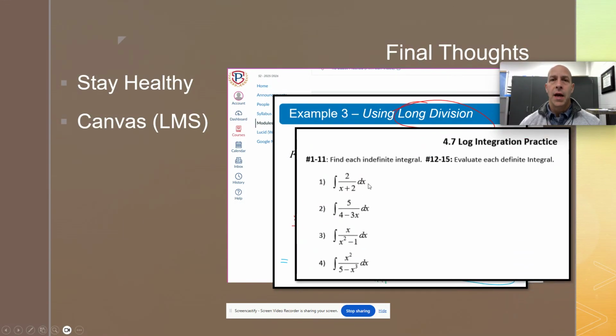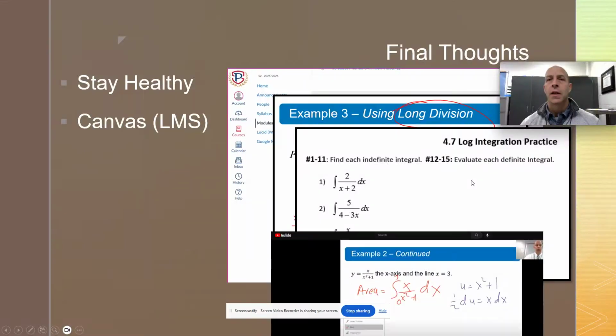Then after the lesson, I will give students some practice papers. I call it in-class practice, and what they're supposed to do is get a good start on comprehending whatever technique or skill I'm trying to teach them in class. So here's a log integration.